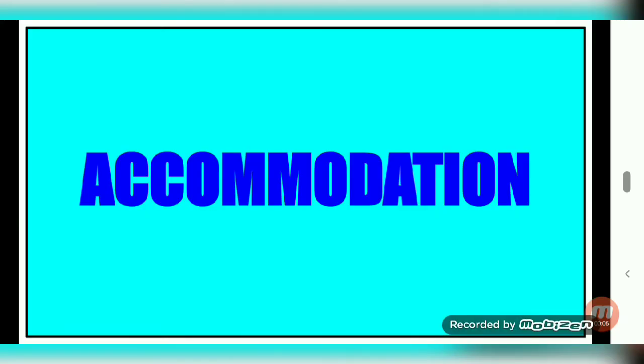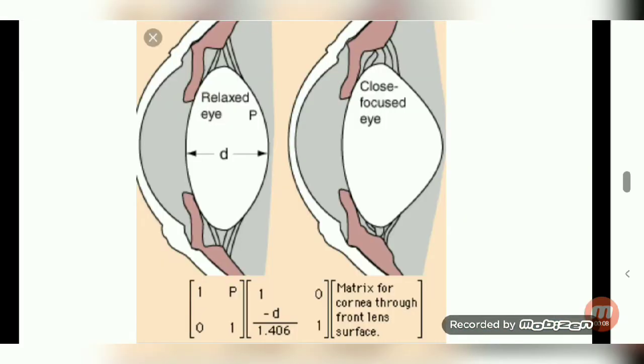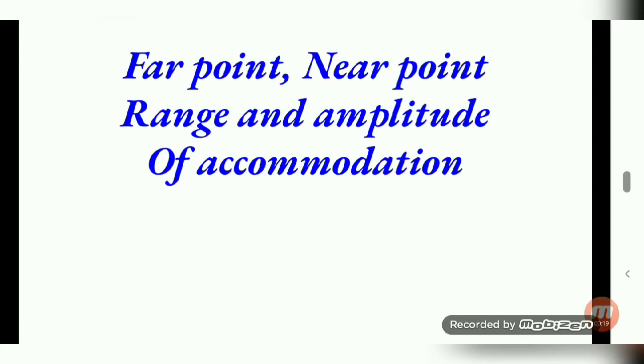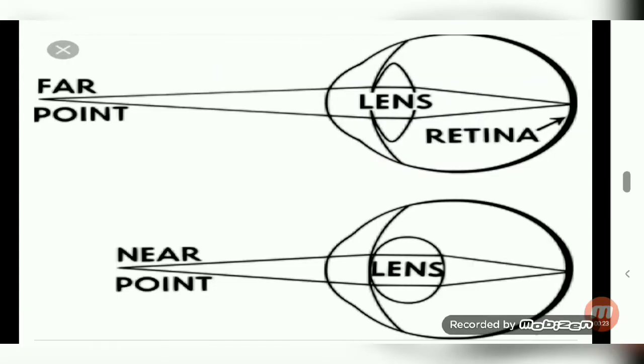Today's topic: accommodation. Accommodation is the mechanism by which the eye changes its refractive power by altering the shape of the lens in order to focus objects at variable distances. Far point, near point, range and amplitude of accommodation.